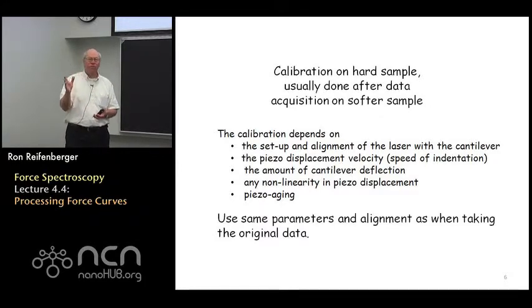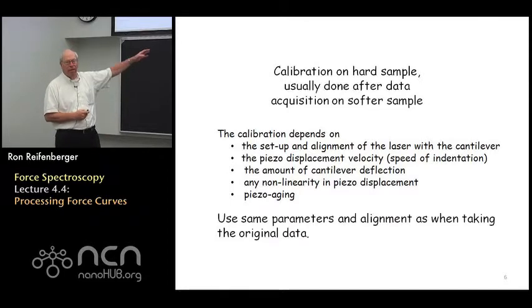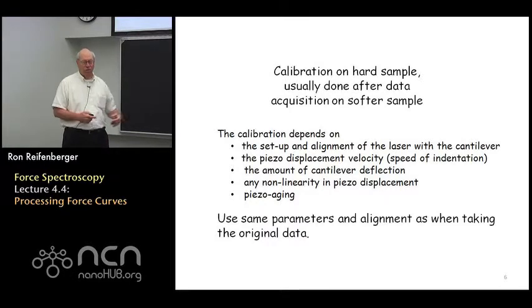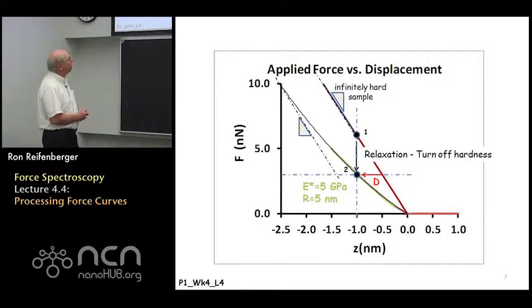So there's a lot of reasons why you constantly have to repeat these indentation curves on hard samples. And it's important when you do those calibrations on hard samples that you use exactly the same parameters, exactly the same laser alignment that you used when you took the data on a softer sample. Ultimately, when you're doing indentation on softer samples, the goal is to measure the indentation or the deformation of the tip into the sample.